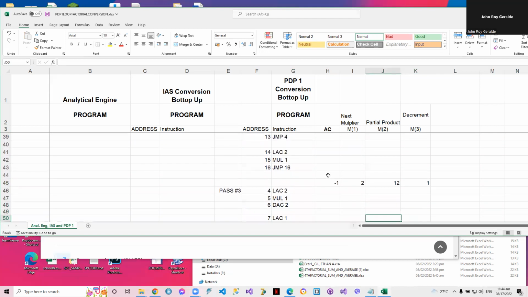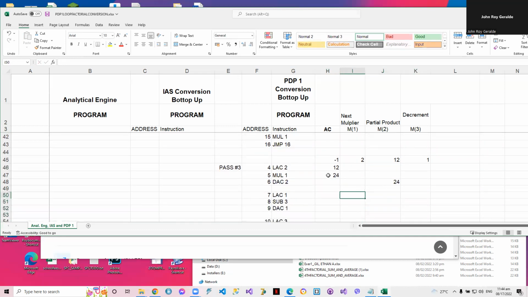So you say LAC 2, so load the accumulator with M2, which is 12. Mul 1. M1 is 2, so this becomes 24. And then we say DAC 2, so now we deposit this 24 to M2 as 24. And then we load accumulator 1, so we are going to compute for the next multiplier. Sub 3, so this becomes 1. And we say DAC 1, so this now is our next multiplier, which is 1.